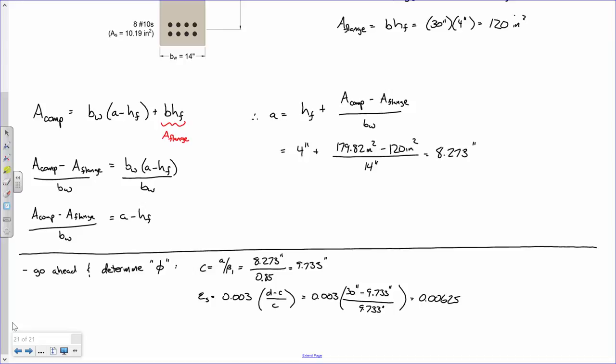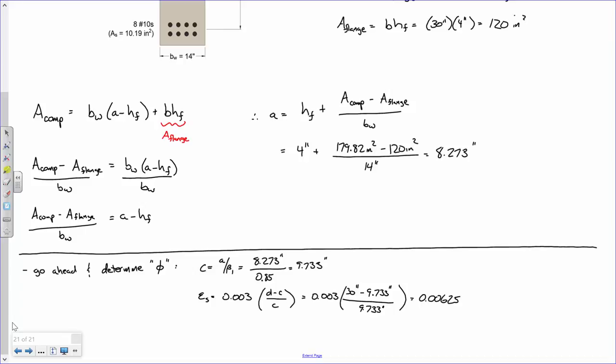Not really from an accuracy standpoint. I just like when we're doing examples in class, I like there to be a little bit more specificity with the numbers so that they're a little more unique so we all know what we're talking about. You could probably go with 2 decimal places and be fine. But because we've got an 8.273 and a 9.733, 3 decimal places gives the numbers enough uniqueness so that we all know what we're talking about.